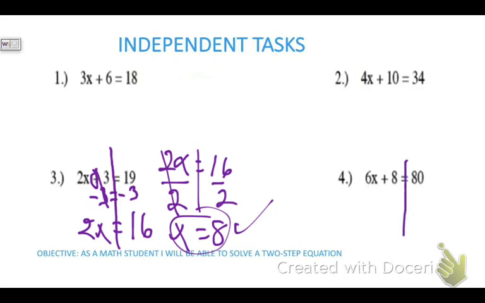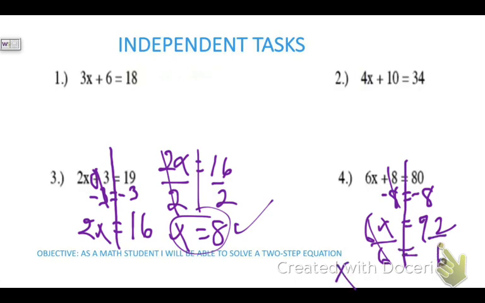And this one, draw a line down the middle, number 4. Subtract 8 from both sides, creates a 0 pair there. We got 6x equals, let's see, 80 minus 8 is 72. Divide both sides by 6. Guess what, ladies and gentlemen? X equals 12. That's your solution.